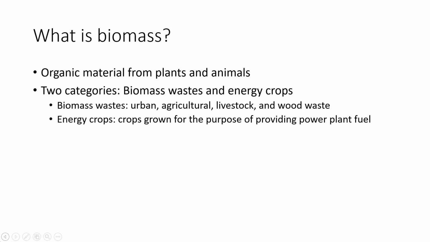The last form of biomass waste is wood waste, and this comes from wood removal to improve the health of forests, residue from logging, and waste from sawmills and paper mills. The other category of biomass is energy crops, and these are crops grown for the purpose of providing power plant fuel. These energy crops need to be fast growing and easy to process.